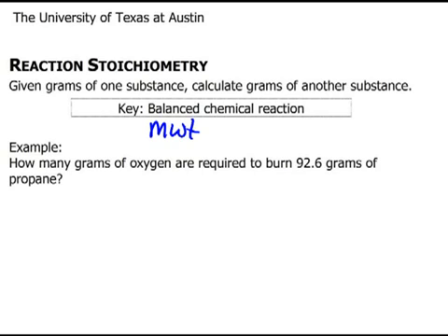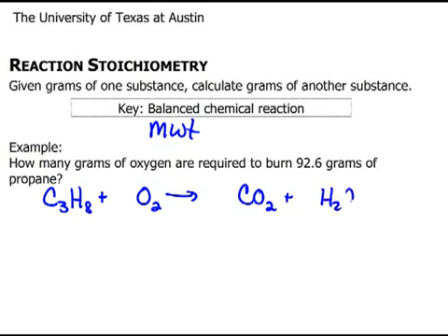So how many grams of oxygen are required to burn 92.6 grams of propane? In another video, we figured out how to break down these words and know what the balanced chemical reaction is. So please refer to one of those videos. We know that it's C3H8 plus O2 gives CO2 and H2O. Propane is C3H8. So I'm going to balance the carbons, balance the hydrogens, and then balance the oxygens last.